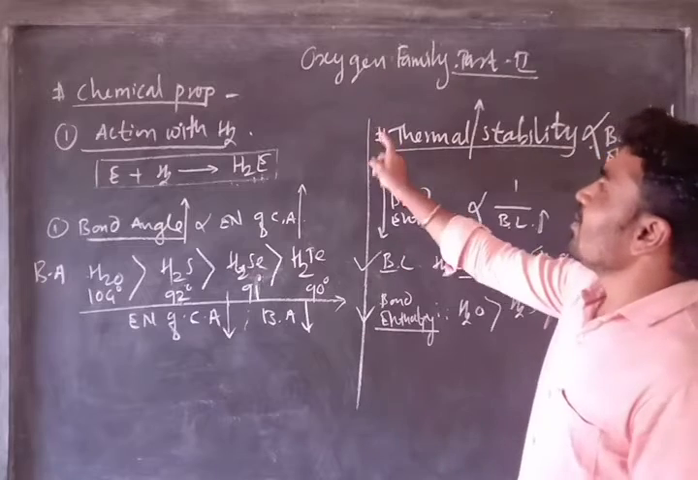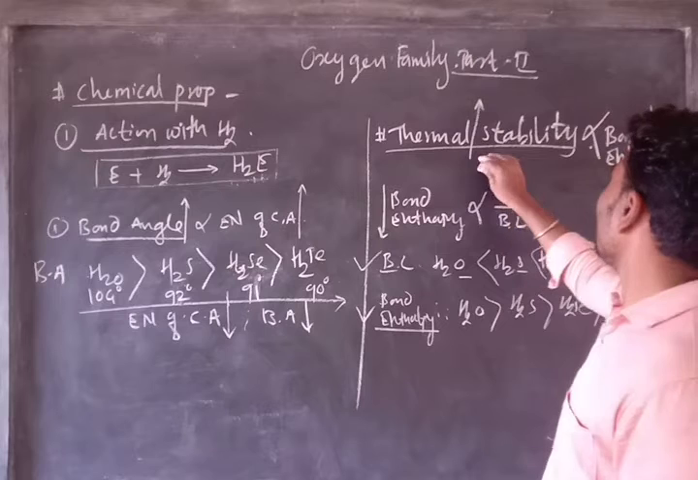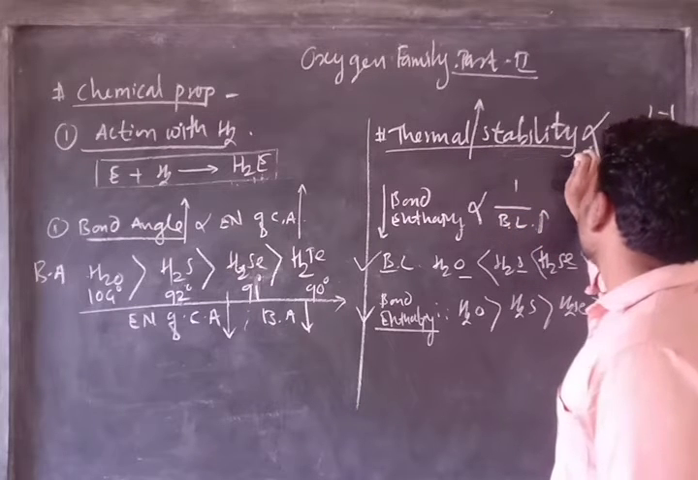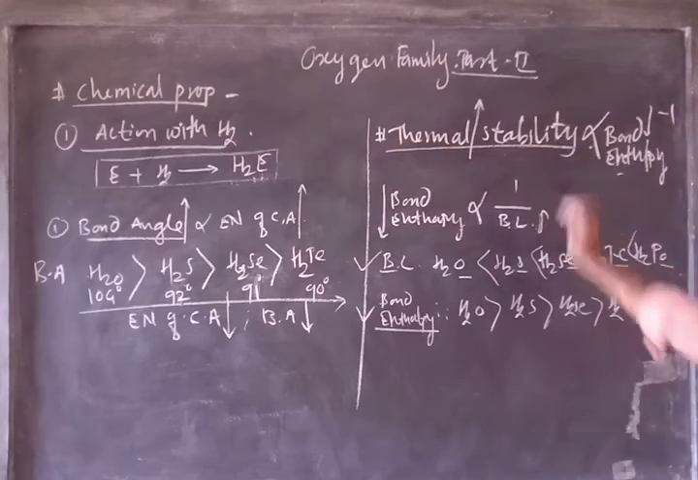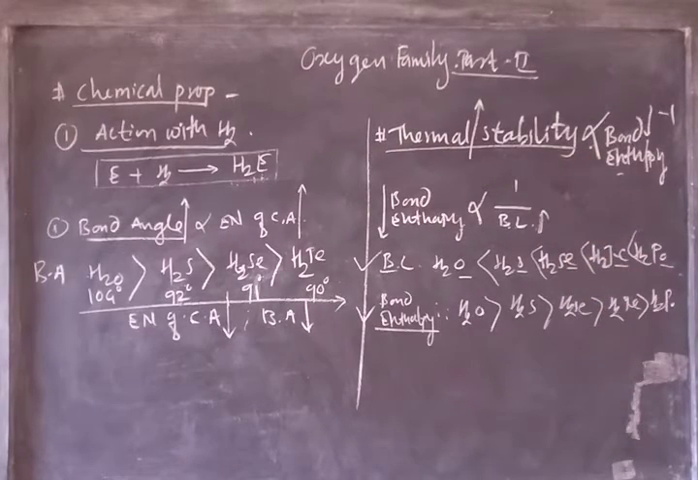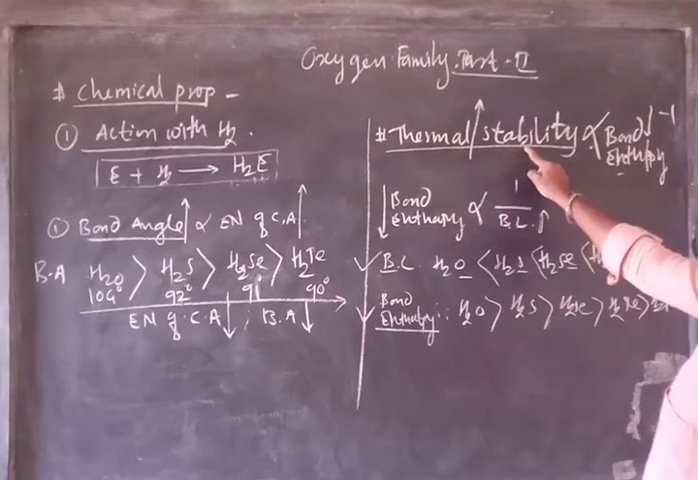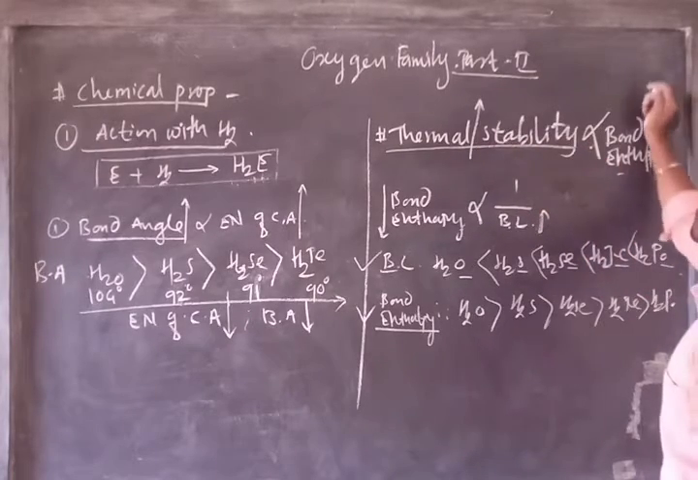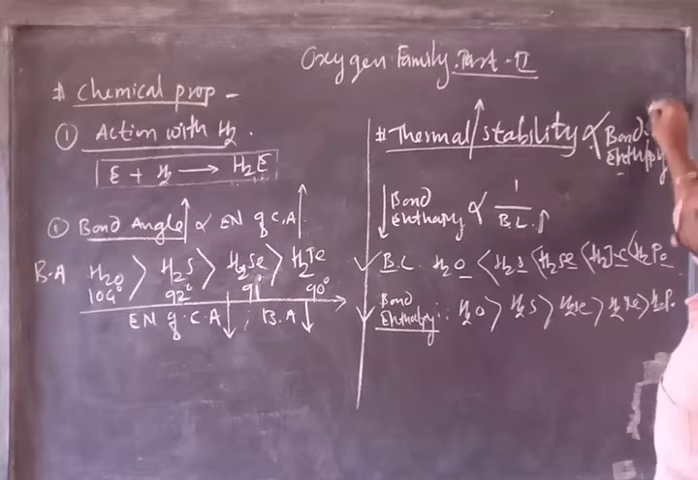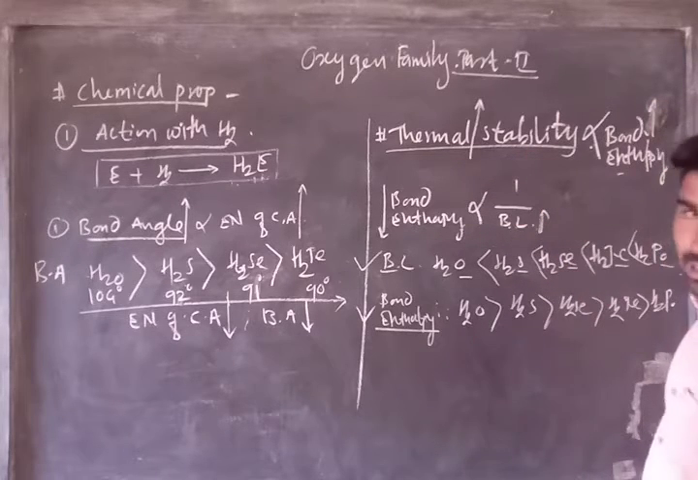So we want the order of thermal stability. Let me correct myself, my dear students. Actually, the thermal stability is directly proportional to the bond enthalpy. As bond enthalpy increases, the thermal stability must also increase.